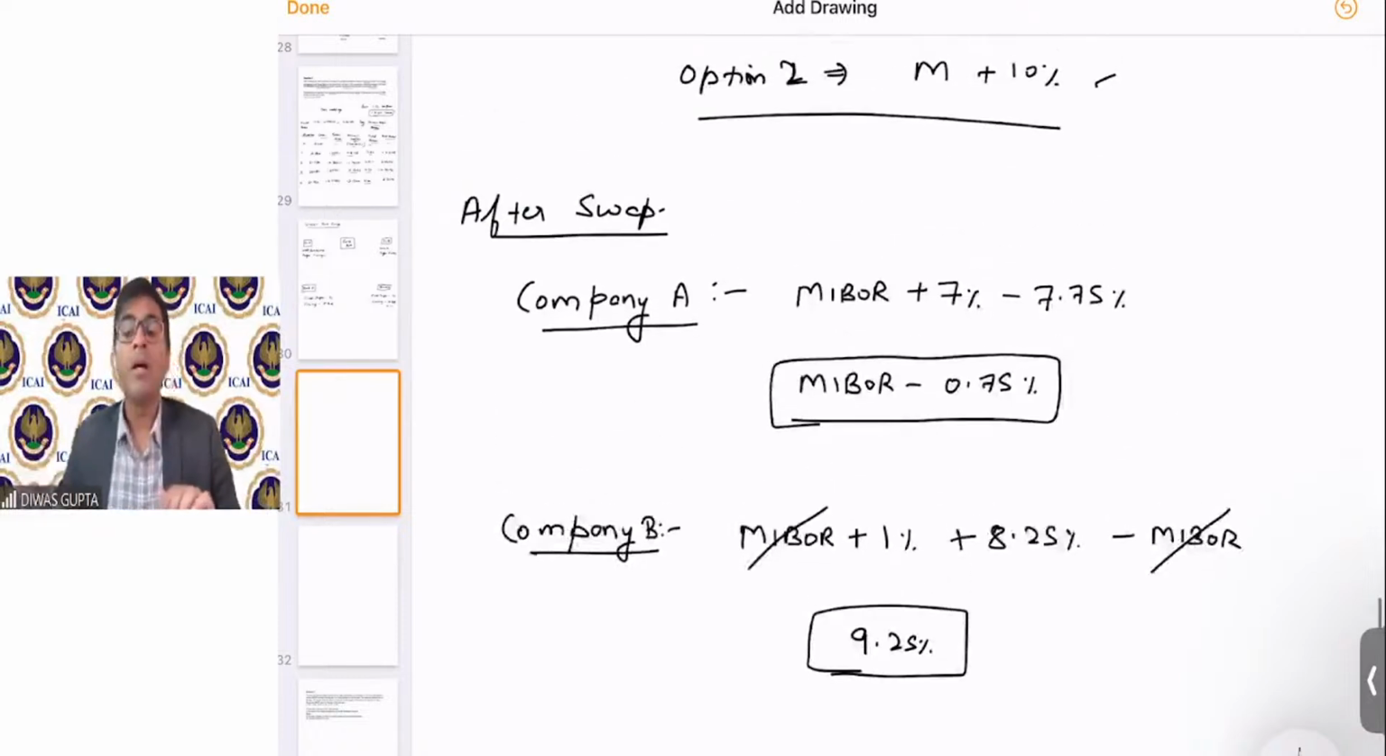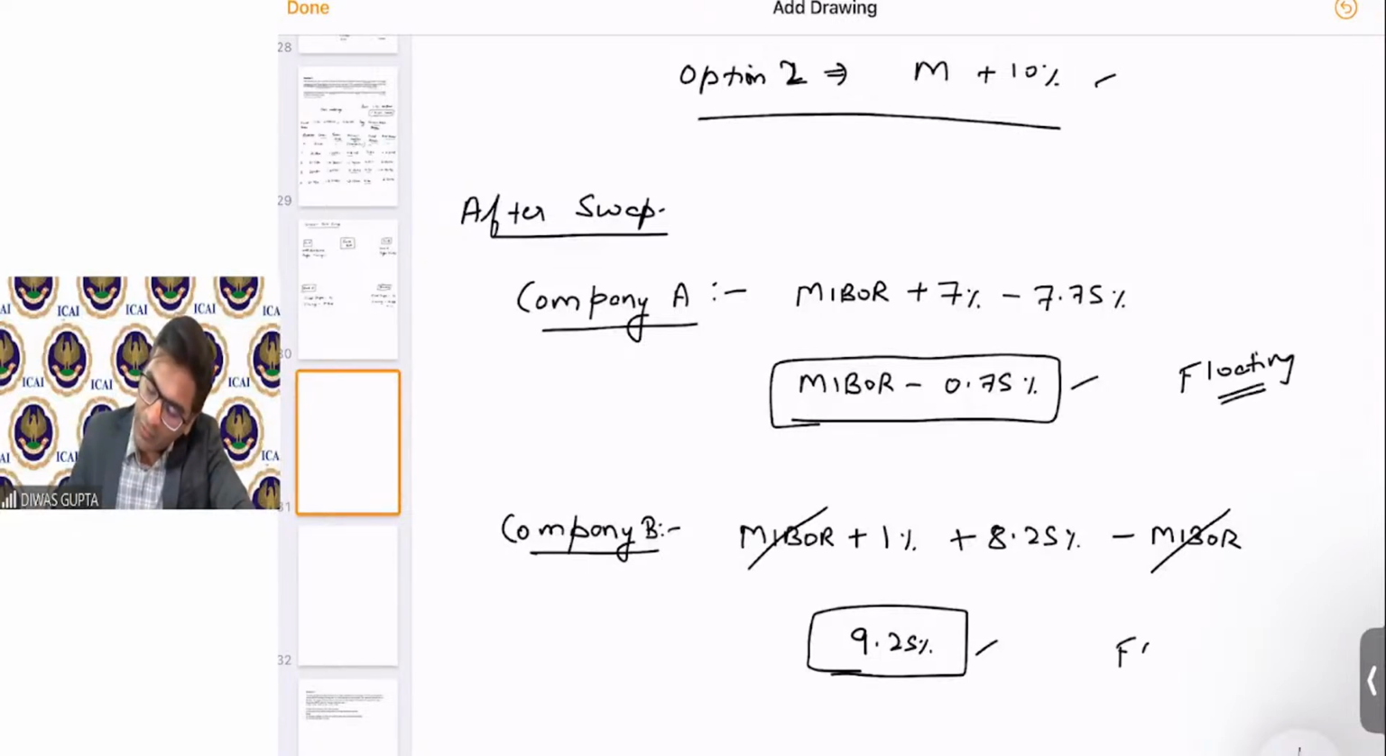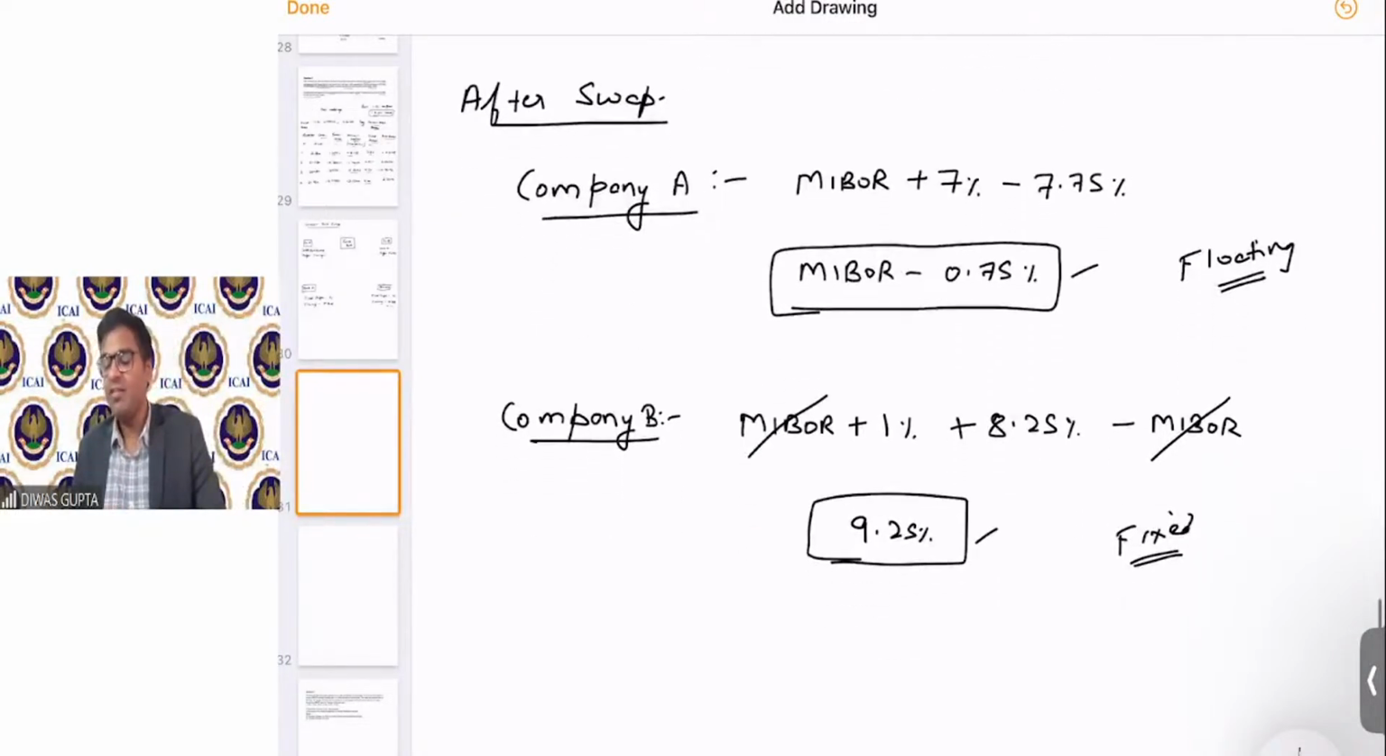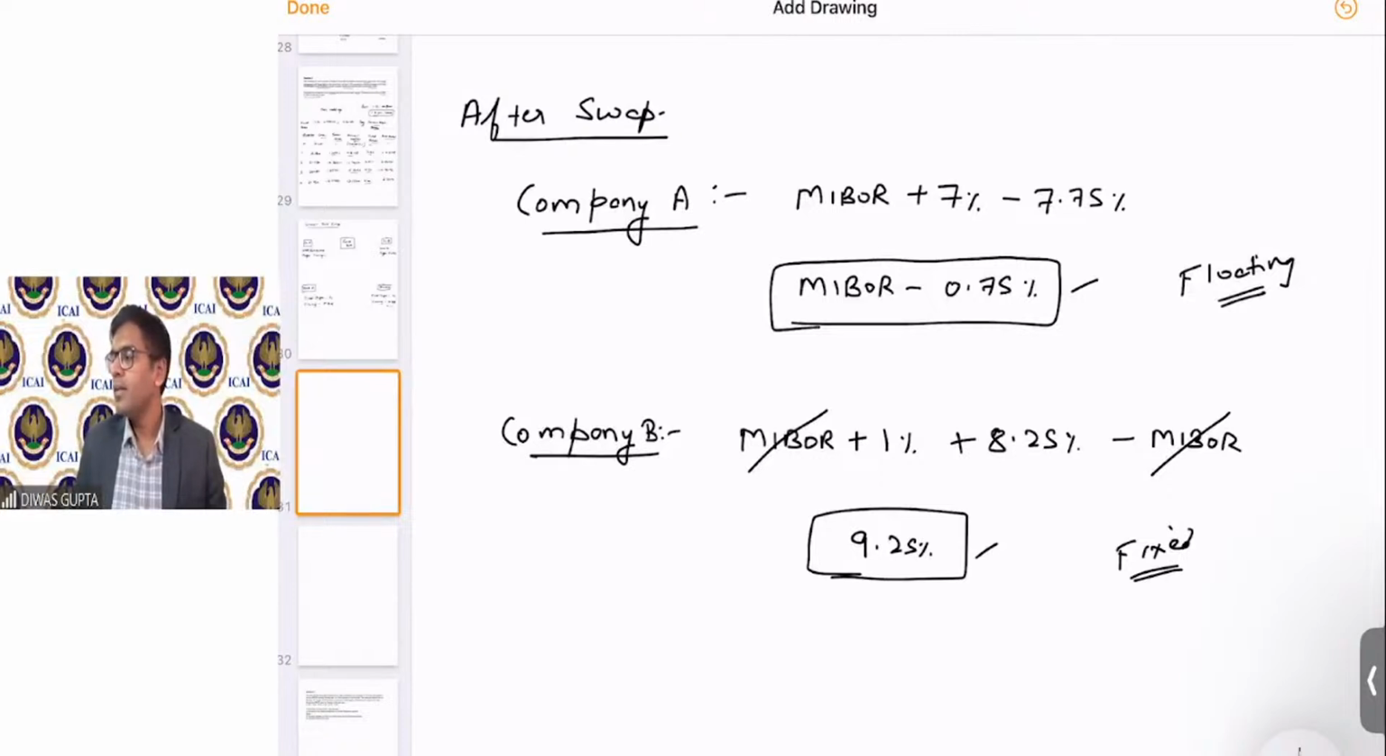Now, students, if you see from company A's perspective, company A's final effective rate of interest is a floating rate because it has MIBOR in it, right? And company B's is actually 9.25, which is fixed. That is what they need. Company A wanted a floating rate. Company B wanted a fixed rate. Correct? So they have achieved the final objective.